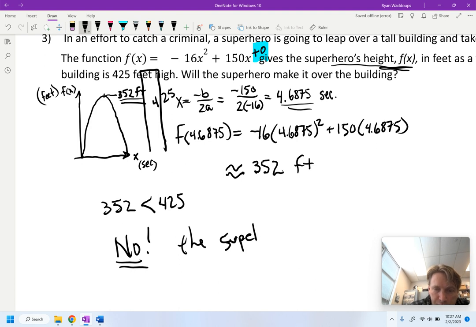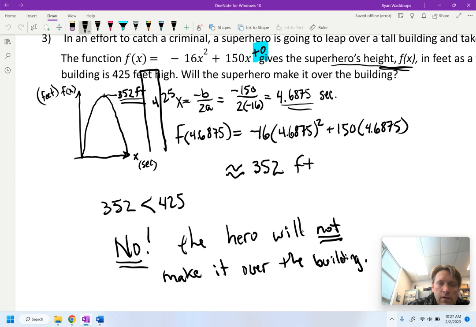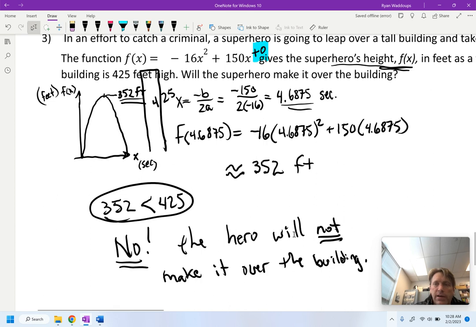The superhero, we'll abbreviate that to hero. The hero will not make it over the building. 352 feet is less than 425 feet, so he's gonna hit that building. He's gonna smack into it. All right, that's it.